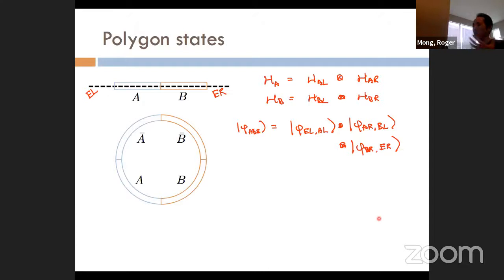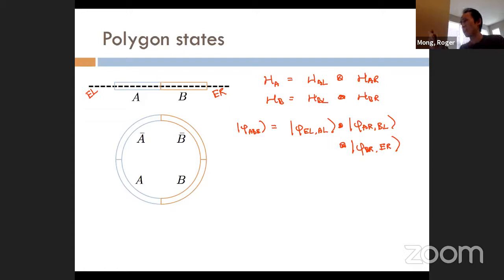So basically I'm calling something a polygon state if I can subdivide A as a Hilbert space, subdivide B as a Hilbert space, such that the wave function can be written as a product of three wave functions. Now this division doesn't actually have to happen physically through A, and in fact, in general, it won't, because for any cut you make, there'll be entanglement across it. But we're basically saying that we can disentangle that into an A left and A right part.